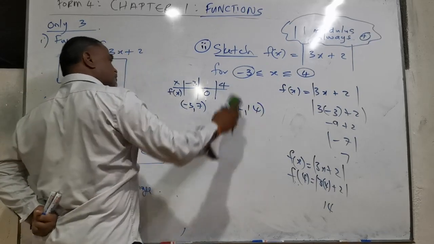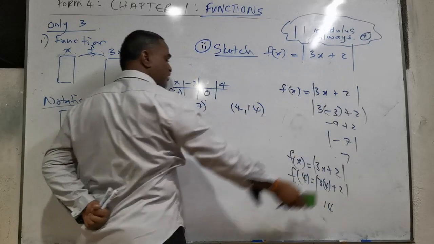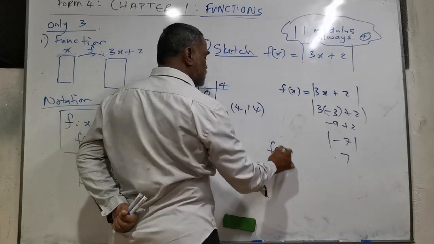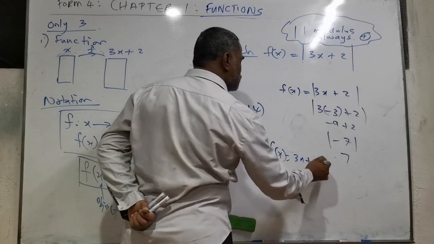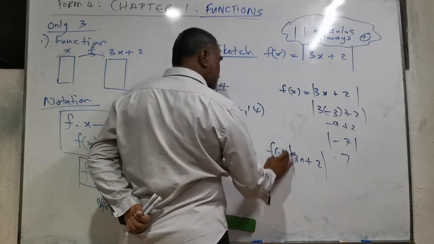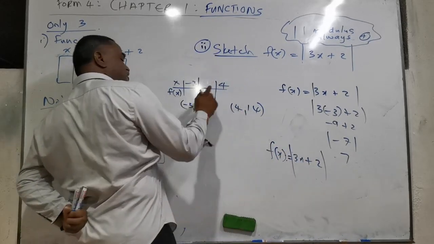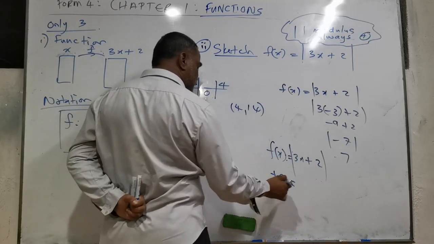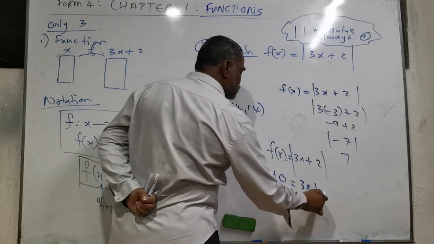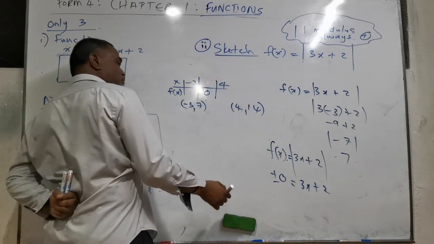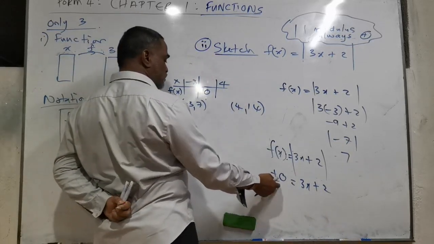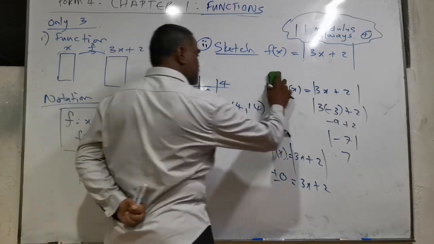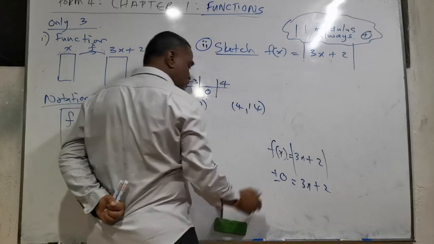One more coordinate we take: f(x) equals 0. What do I mean by that? f(x) = |3x + 2| = 0. For information, to eliminate the modulus you must always write positive and negative on this side: 3x + 2. Everybody knows that 0 cannot be positive and cannot be negative. For any other number you must write positive and negative, but because 0 is neither positive nor negative, you just ignore the sign.